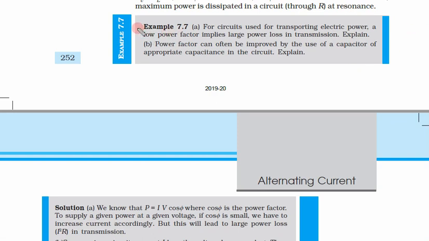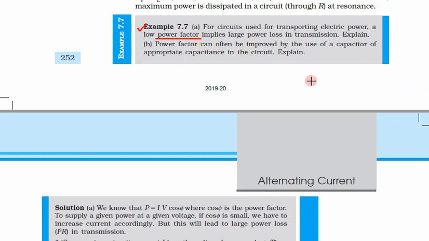So first numerical problem is this: for circuits used for transporting electrical power, a low power factor implies larger power loss in transmission. Explain. So we have to tell, if the power factor, that is cos phi, is low, why is the power lost in transmission more? Second, power factor can often be improved by the use of a capacitor of appropriate capacitance in the circuit. So by using an appropriate capacitance, we can improve the power factor.